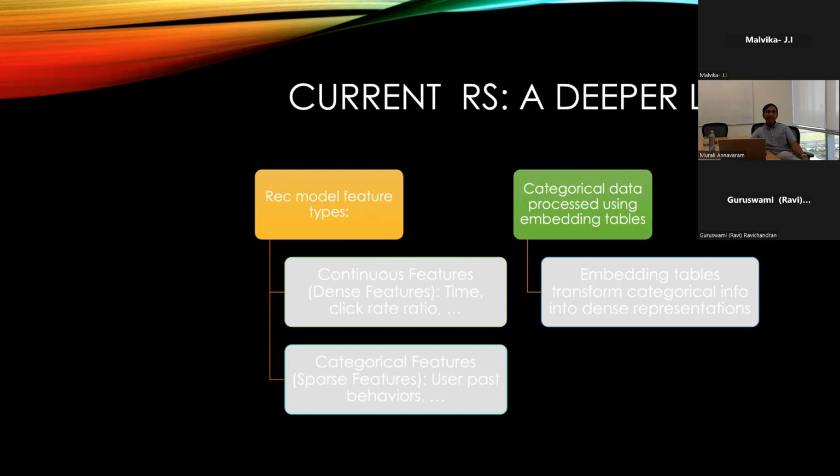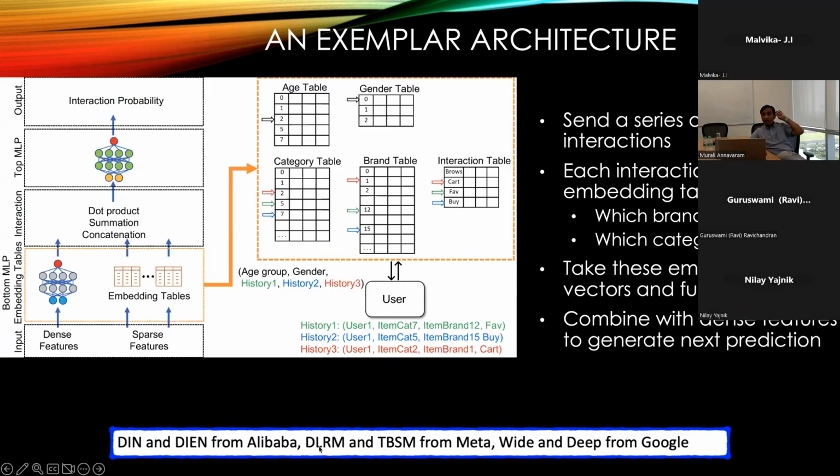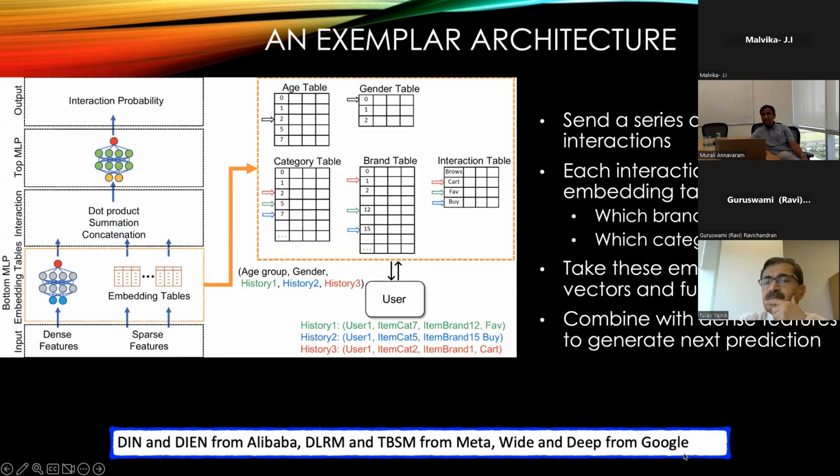So to give you a deeper understanding of this, let's take a look at a simple exemplary architecture of a recommendation model. This is a recommendation model that is very similar to the DIN or the DIEN recommendation systems from Alibaba. And it is also very similar to DLRM from Meta, and wide and deep recommendation systems from Google. These are examples of recommendation models that look a lot like this. So I thought I'd take this example and drive home the actual recommendation model architecture of today's systems.